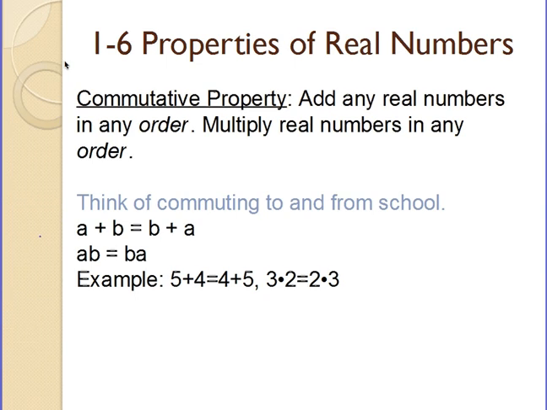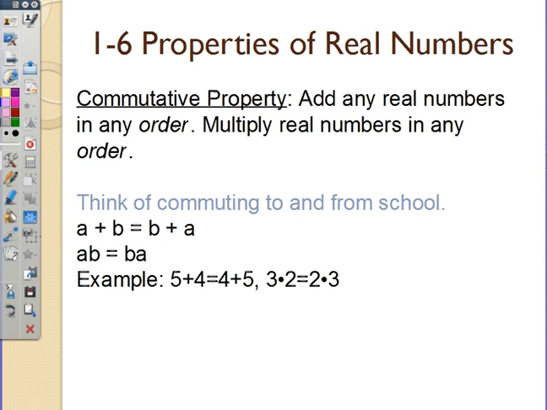First one, commutative property. Notice there's no N in there, not communing. It's commutative property. When you add real numbers, you can add them in any order. You can multiply real numbers in any order. So the order doesn't matter. That's the big thing about the commutative property. It's really telling you that order doesn't matter.